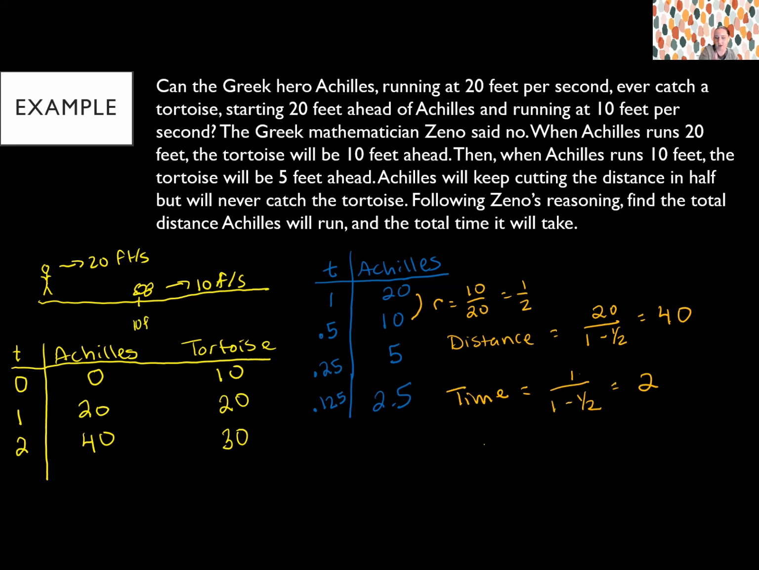What's actually happening is every second you move 20 feet. But Zeno's saying, no, he's not going to get any further than that. He's never actually going to catch up to the tortoise because he's going halfway every time. It's this really weird, convoluted thinking.